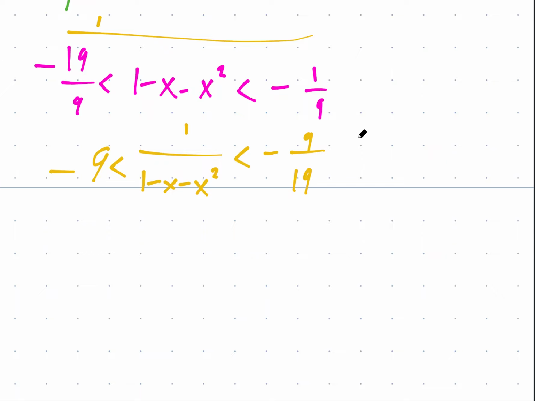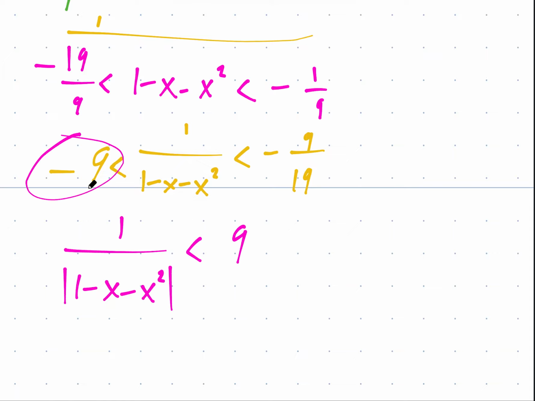Okay, now, what do we make of this? We can basically say that 1 over 1 minus x squared is less than negative 9/19, well, this is a negative, so if it's less than that, how do we make the absolute value out of that? Well, we don't. Instead, we use the left-hand side, which means that 1 over 1 minus x squared in absolute values is less than 9. Why is that true? Because if it's less than negative 9/19, then it's also less than 9, right? And it's also greater than negative 9, our other bound.